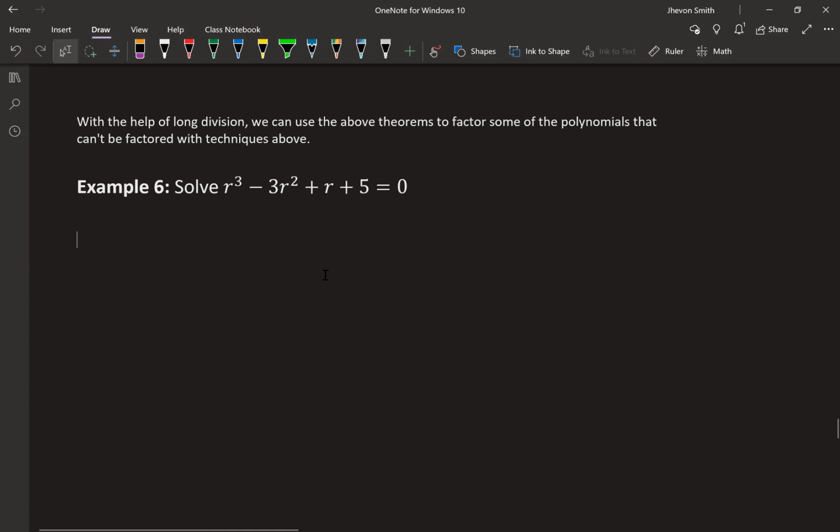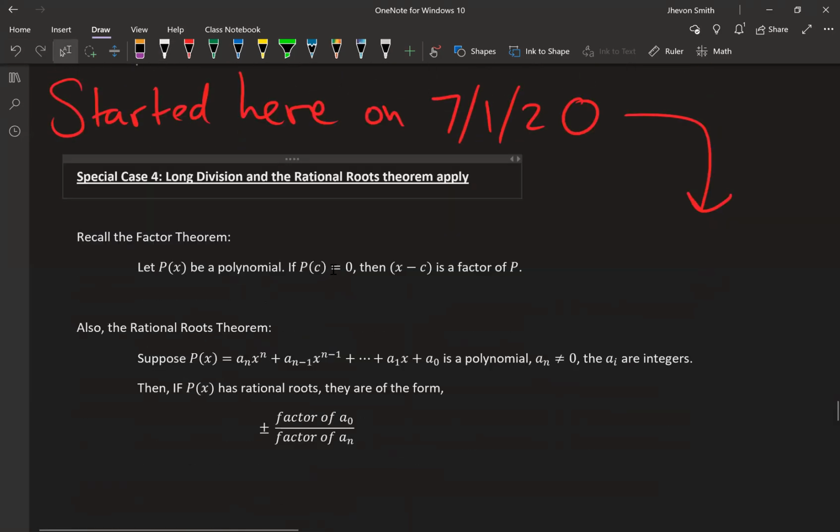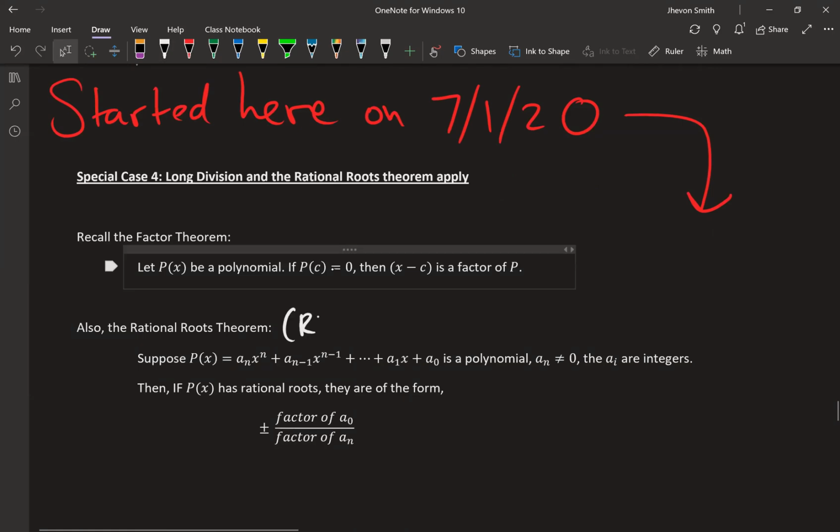Well, by the rational roots theorem, let's call that RRT. Now, because we're tight, we can call them by a pet name. Rational roots theorem, I'm going to refer to this as RRT. I don't think I'm going to refer to the factor theorem, but just in case, let's call that FT.